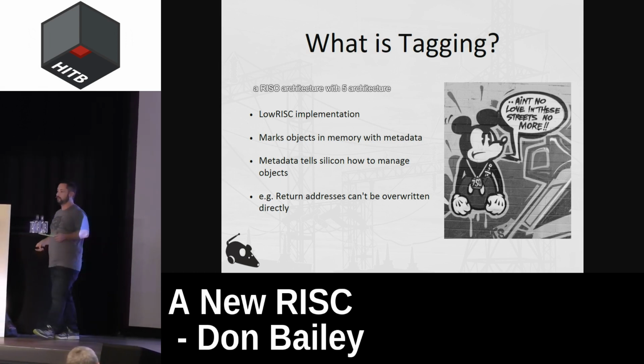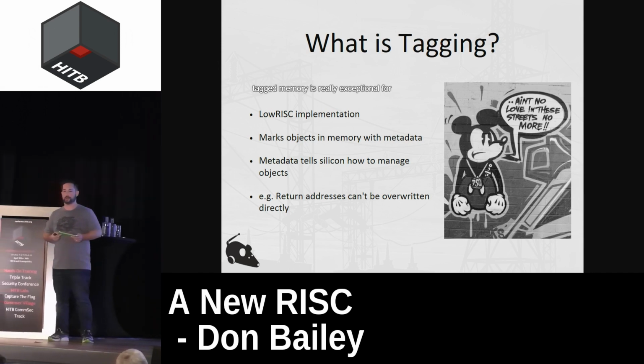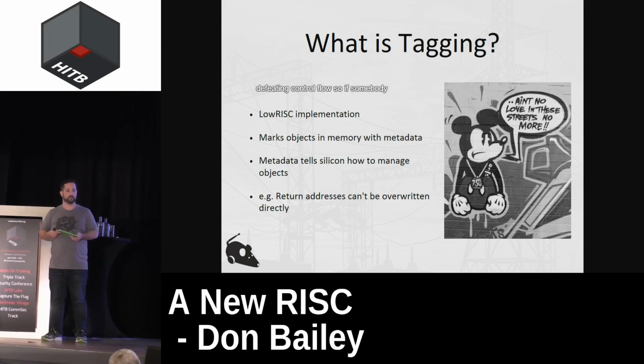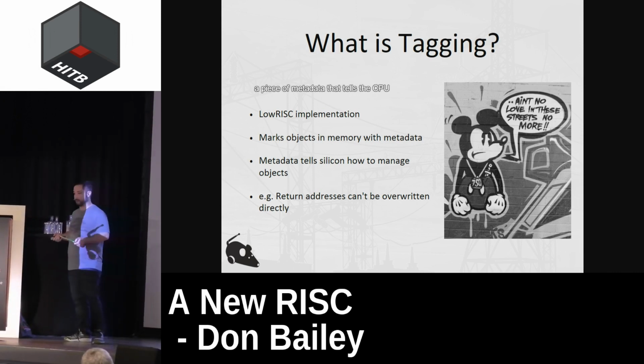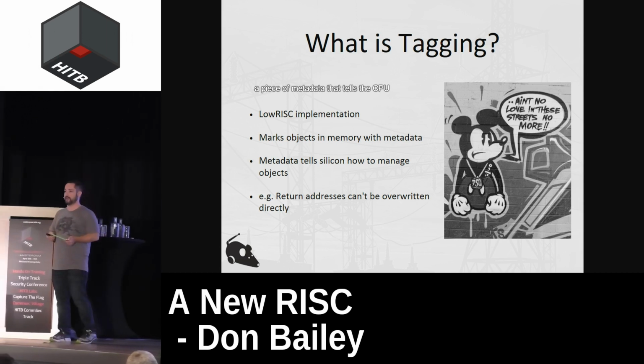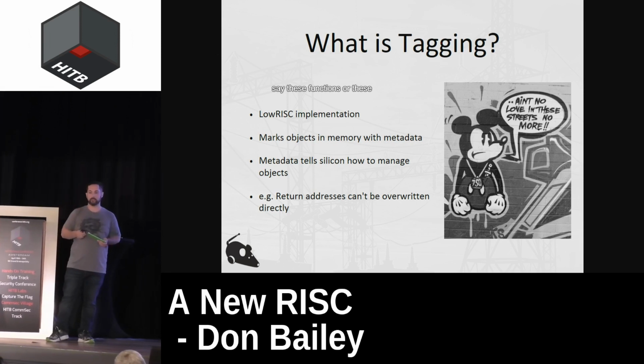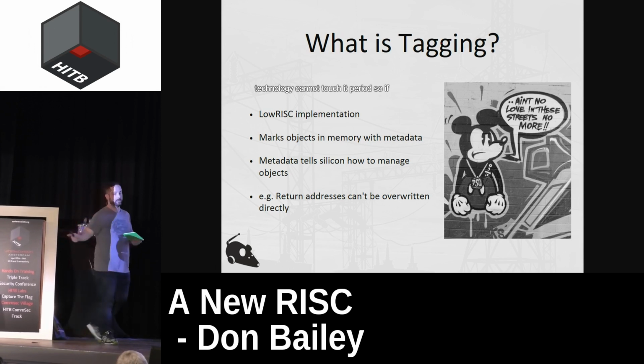So in a RISC architecture, a RISC-V architecture, tagged memory is really exceptional for defeating control flow. So if somebody overwrites a return address or a similar type of object, a controlled object, you can actually implement at the hardware layer a piece of metadata that tells the CPU, do not let anybody alter this data from outside of these boundaries. So you can say, these functions or these instructions will allow access to this region of memory. Other pieces of technology cannot touch it, period.